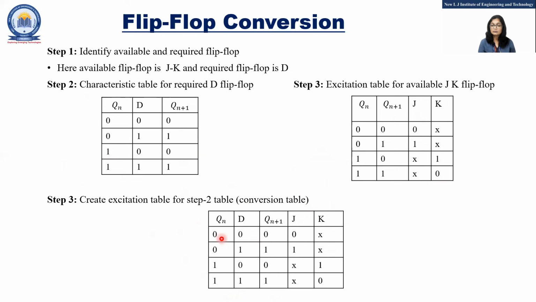Okay. Now for these combinations, say Qn is 0, Qn plus 1 is 0, we will refer to this table only. We will write the values of J and K from here. At that time, J is 0 and K is X. Now suppose Qn is 0 and Qn plus 1 is 1. At that time, J is 1 and K is cross, I mean, don't care. Okay, this way you can complete this table. This is the conversion table.